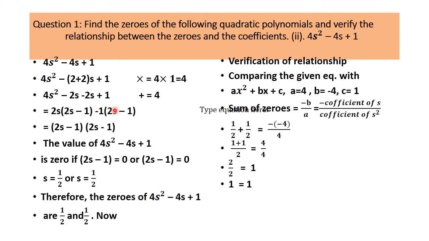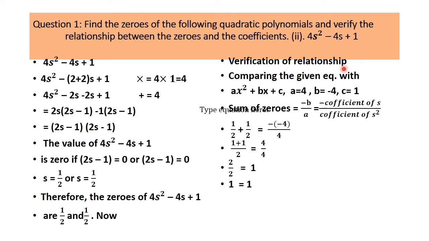Similarly, this term remains the same, and we will take common here. This is the same, so here the common is minus, this sign, and minus 1. Now we will take common 2s minus 1 in these two. Here we are left with 2s minus 1. Now these are the factors of this quadratic polynomial. Now the value of this polynomial is 0 if this is equal to 0. So we will get the first value, s is equal to 1 upon 2. Similarly for 2s minus 1, these are the two same zeros. Therefore the zeros of the quadratic polynomial are 1 upon 2 and 1 upon 2.